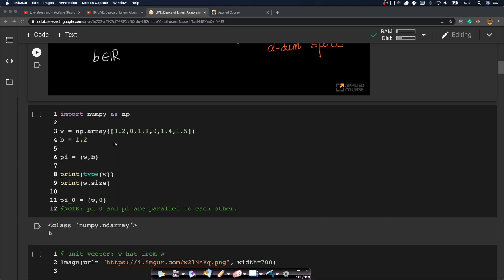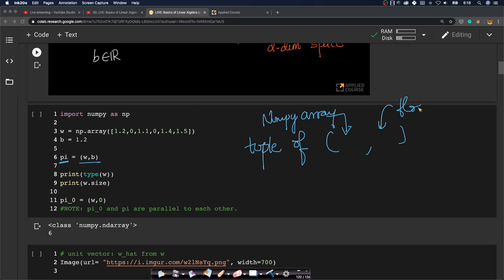Look at how I'm representing it. My W is this, an np.array. I pass a list here, and the list is converted to an array. Very simple, nothing fancy. B is represented just as a float. I've just taken some numbers here. Now my pi plane can be represented as a tuple. I've created a tuple of 2 elements. The first element is a numpy array, and the second element is just a simple float. The first element represents W, the second element represents B.